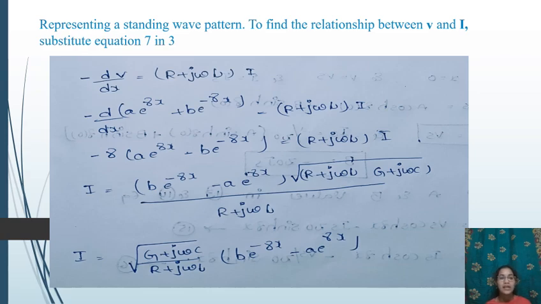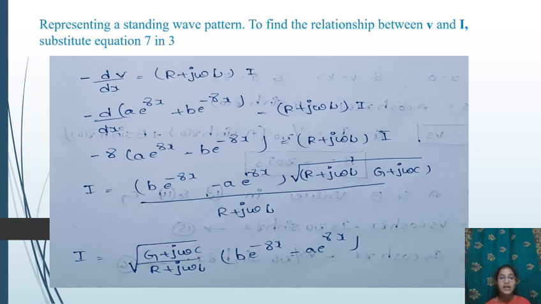To find the relation between V and I, substitute equation 7 in equation 3. Minus dV by dx equals (R plus j omega L) into I. We know that V equals A into e power gamma x plus B into e power minus gamma x. Substitute V in the above equation. Minus d by dx of A into e power gamma x plus B into e power minus gamma x equals (R plus j omega L) into I. Minus gamma into (A e power gamma x minus B e power minus gamma x) equals (R plus j omega L) into I.